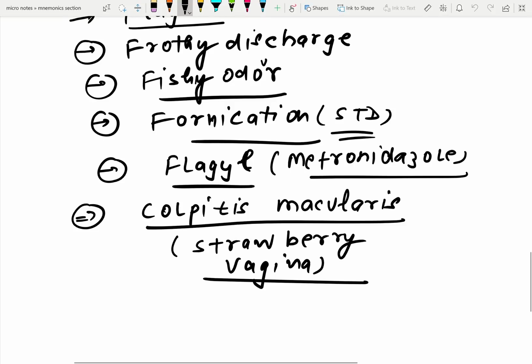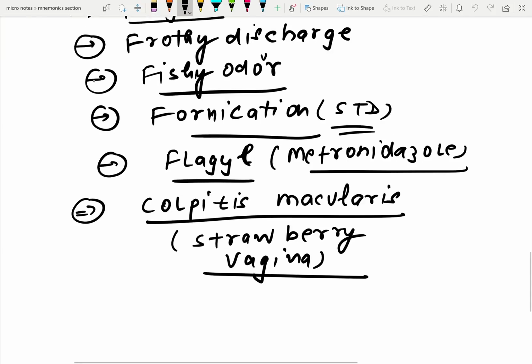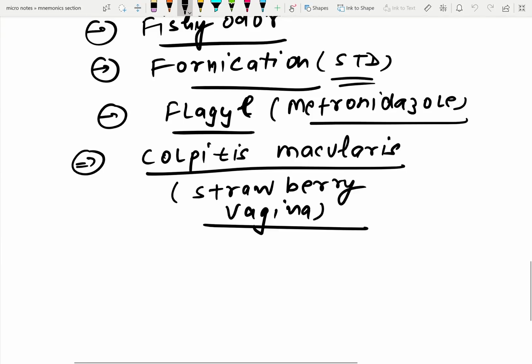Greenish frothy discharge is there, and the pH goes more than 4.5. Can you tell me a condition where else the pH goes more than 4.5? That is bacterial vaginosis. And what is the most common cause of bacterial vaginosis? That is Gardnerella vaginalis. That is a definite question in the exam. You need to remember that particular one.